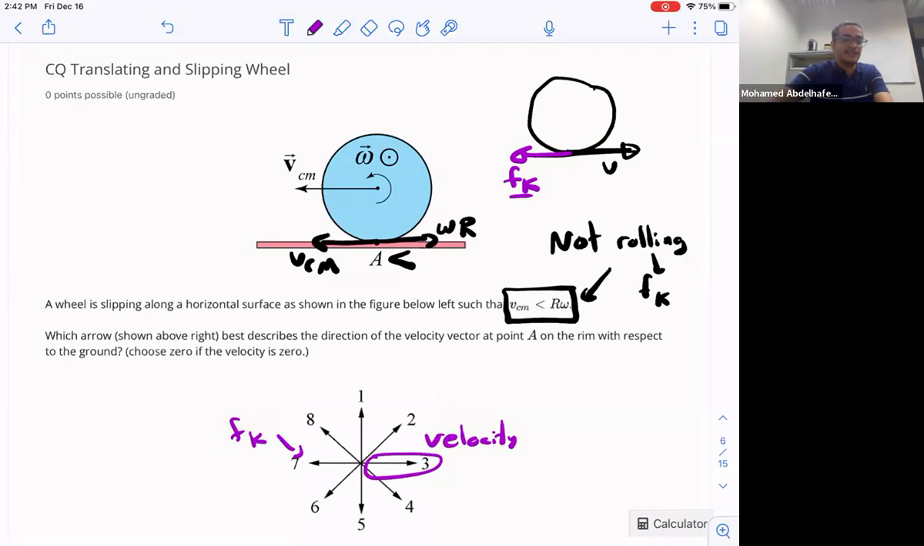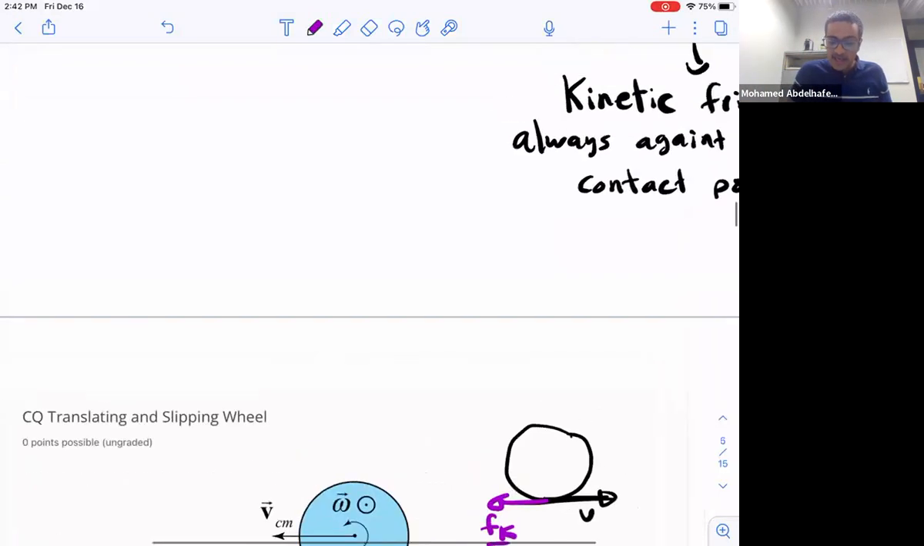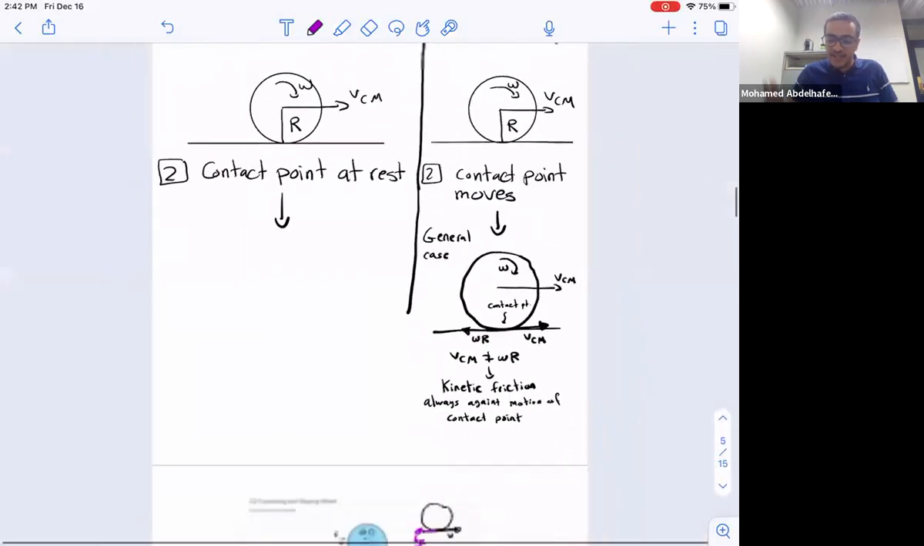So the contact point has two different velocities. One of them is bigger than the other here. So that's the net velocity at the bottom. And kinetic friction will just be against that. Any questions? Yes, kinetic friction, in any context, is always against motion. You move one way, kinetic friction is the other. So the contact point here is moving to the right, kinetic friction is to the left. So that's the general case.